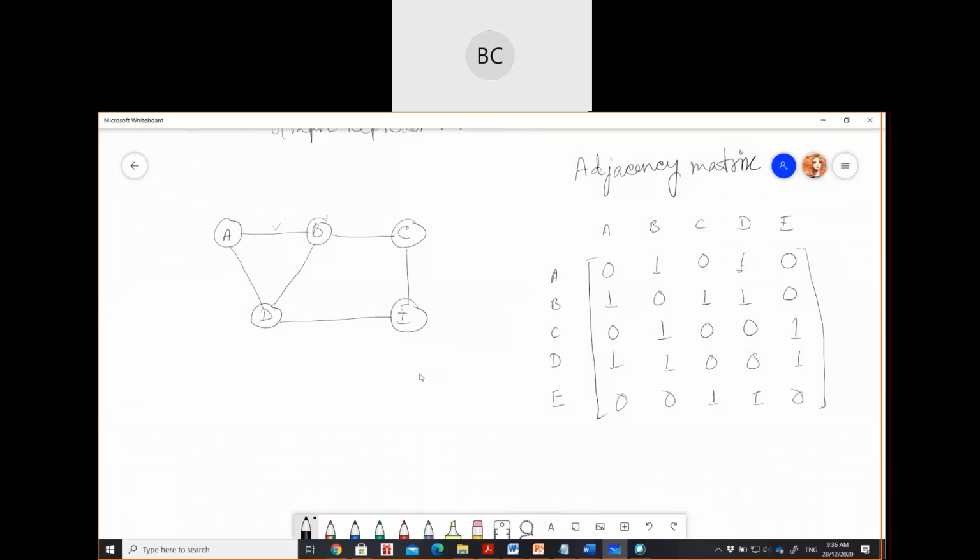Okay, so this is for your undirected graph. Now we have another type which is your directed graph. So suppose I'm just giving edge or direction.